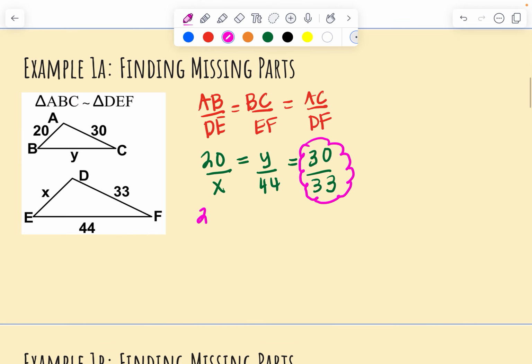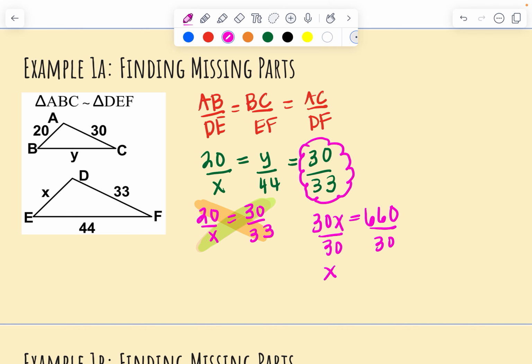So solving for X first, 20 over X equals 30 over 33. And then remember, we look at cross products here. So X times 30, or 30X, equals 20 times 33. And 20 times 33 is 660. And then solving for X, we'll divide both sides by 30. And we'll get that X is 22.